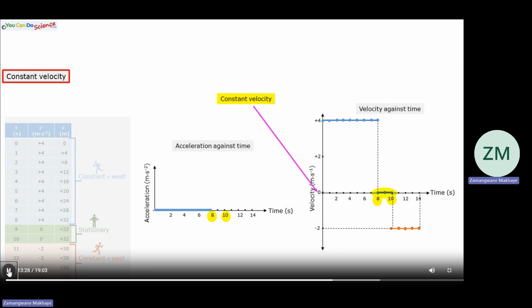For the second part of the movement, Carl stands still, and the acceleration is also 0. For the third part of the movement, Carl moves with a constant velocity in a negative direction. Constant velocity, irrespective of the direction, means the acceleration is 0.